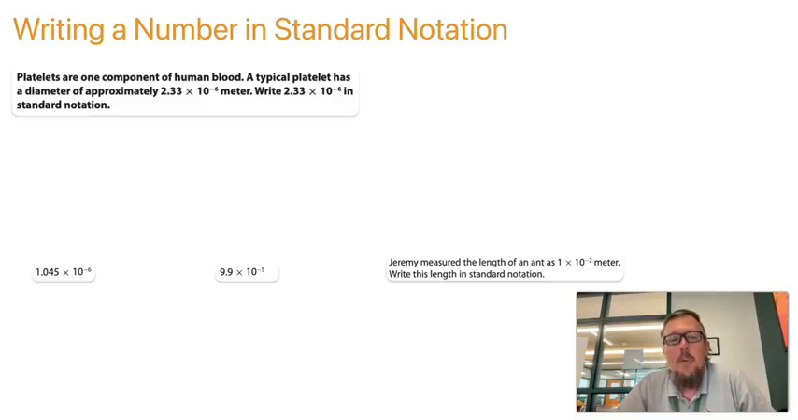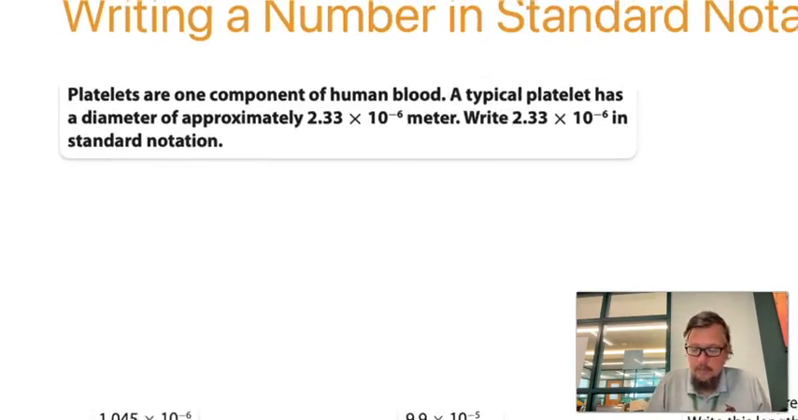So the first thing we want to notice here is that because the exponent is negative, we're going to be moving our decimal point to the left to make a smaller number. So whatever our answer is, it's going to be smaller than 2.33. That means we're going to have a 0 point and then some more zeros before we get to 233. The thing we have to figure out is how many zeros come after that decimal point.